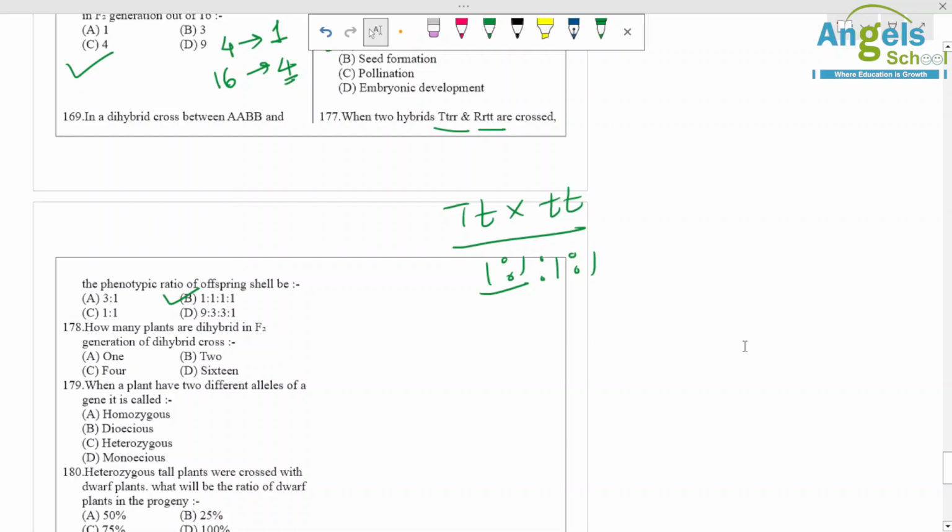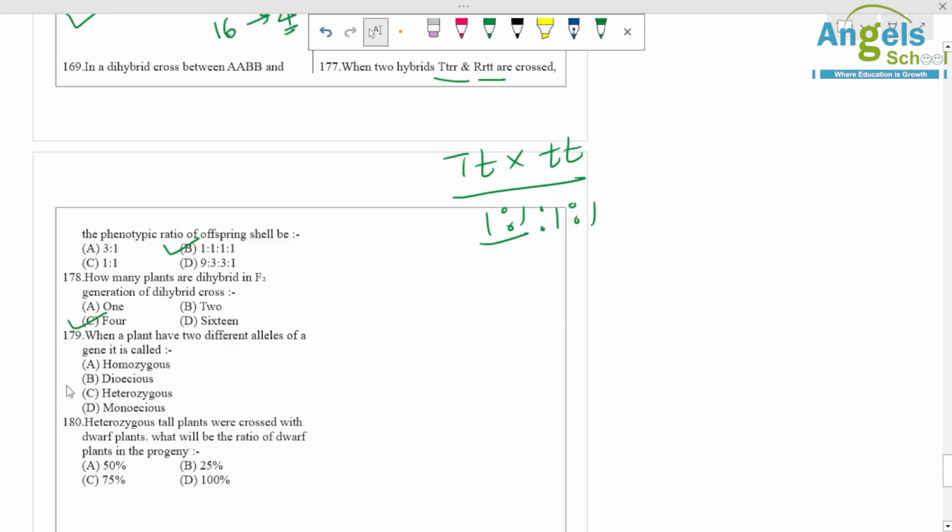How many plants are dihybrid in F2 generation of dihybrid cross? So 4 plants are dihybrid in F2 generation. When a plant has two different alleles of the gene, then it is called heterozygous. A heterozygous tall plant was crossed with a dwarf plant, that is small t. What will be the ratio of dwarf plant progeny? So we get 50% small t, that is dwarf. So answer A is correct in this case.